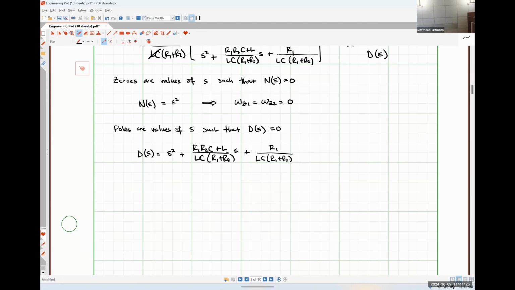So our pole frequencies, omega P1 and omega P2, are whatever values of S will make this thing equal to 0. So this is a simple quadratic function, okay? So we can use our quadratic formula, and find that we're going to have a pole frequency omega P1 that is going to be equal to, let me scooch this down so that I have enough space.